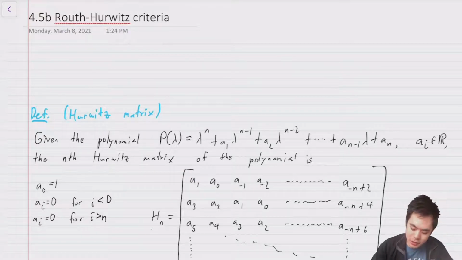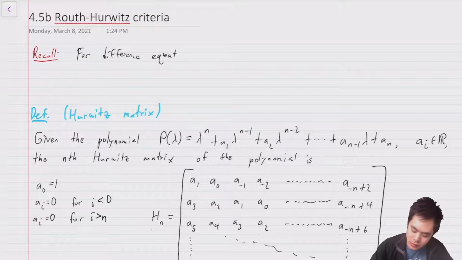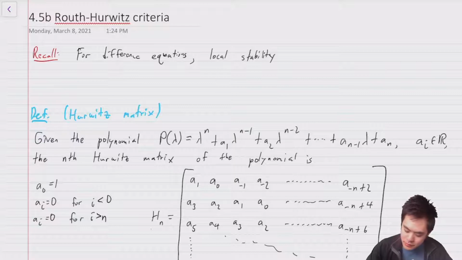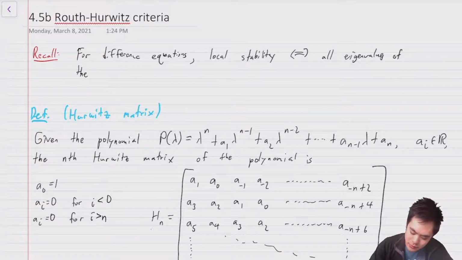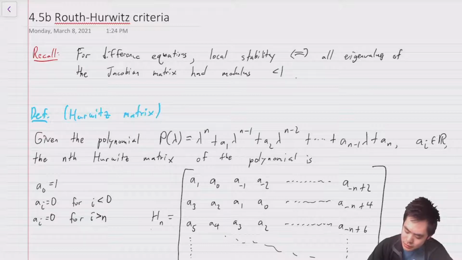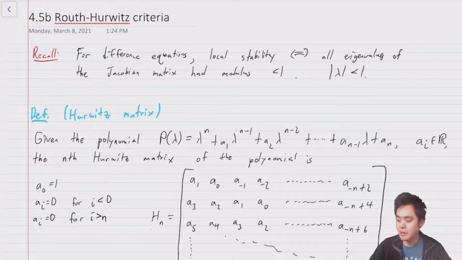So recall, just as a reminder, for difference equations, local stability corresponded to all eigenvalues of the Jacobian matrix having modulus less than 1. So the modulus of lambda i is less than 1 for all eigenvalues, for all i.